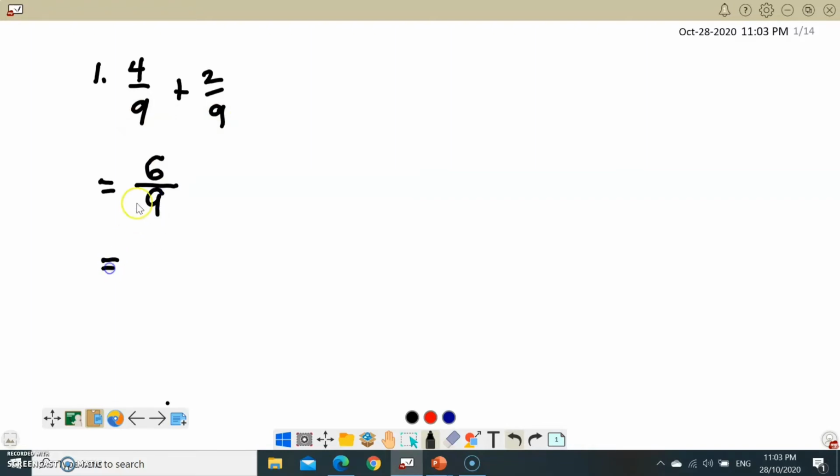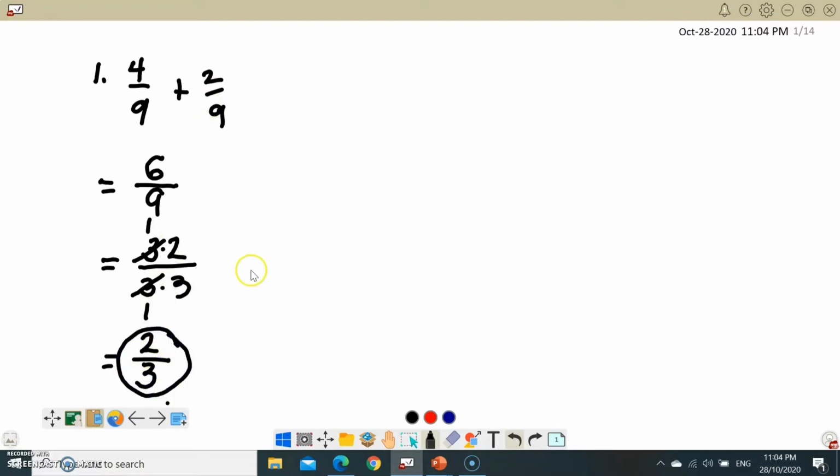Then we simplify. Factors of 6 is 3 times 2, and factors of 9 is 3 times 3. So we cancel 3 and 3. The quotient is 1. And we now have 1 times 2 is 2 over 1 times 3 is equal to 3. And we now have 2/3 as the sum of 4 over 9 plus 2 over 9.